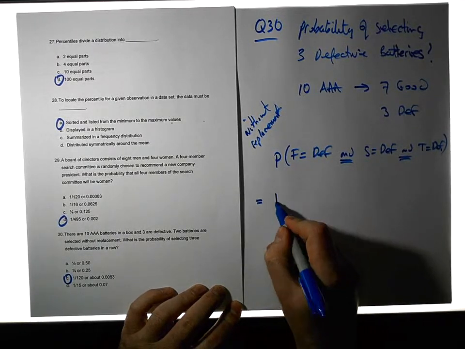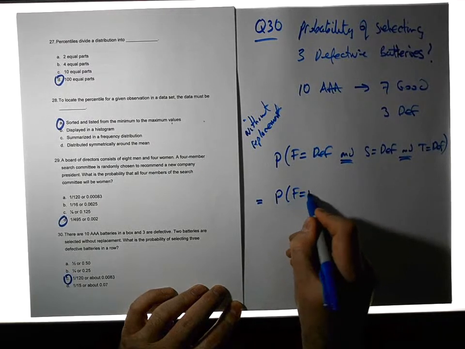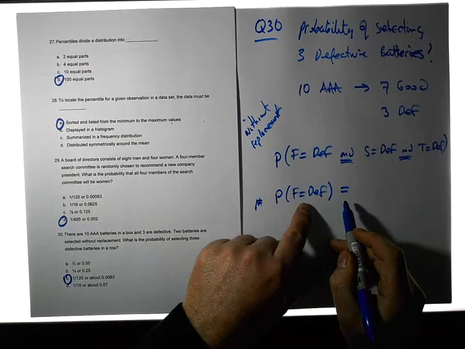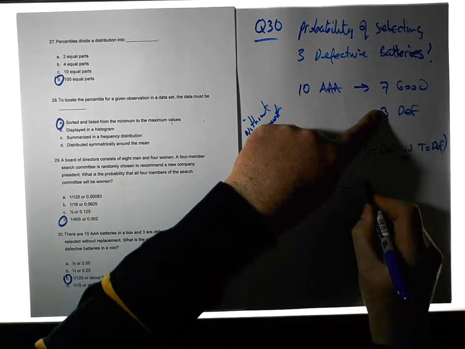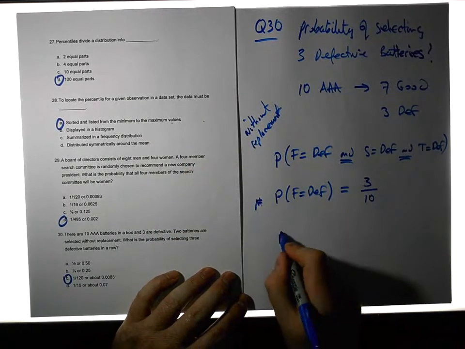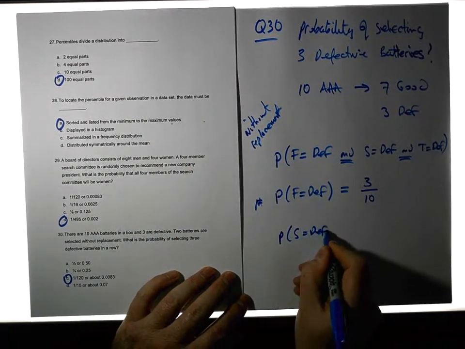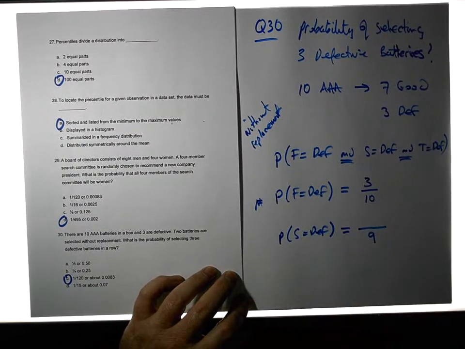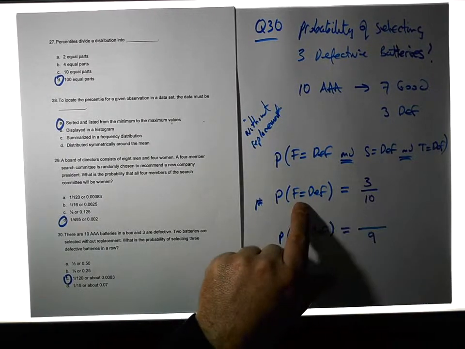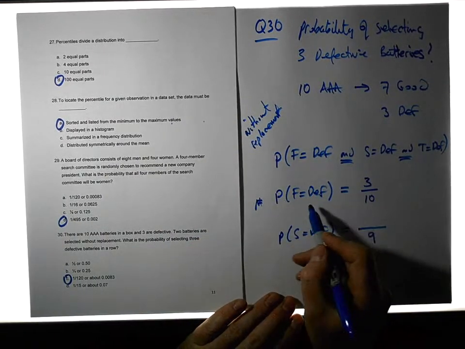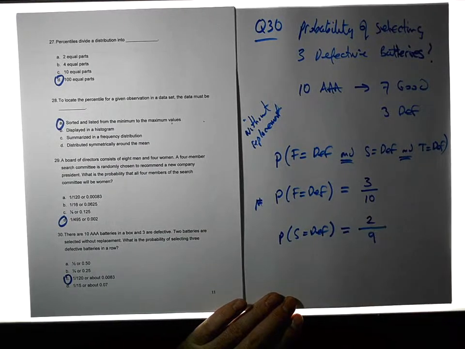So the product is going to be the probability that the first is defective. Well, how many defective batteries have we got? We've got 3 chances out of 10. Now, the next one, the probability that the second is defective. Well, we now only have 9 batteries left in the box, and we didn't put the first battery back in. So there's only 2 defective batteries left in the box because the first battery we took out was defective. So now you've got 2 chances out of 9.